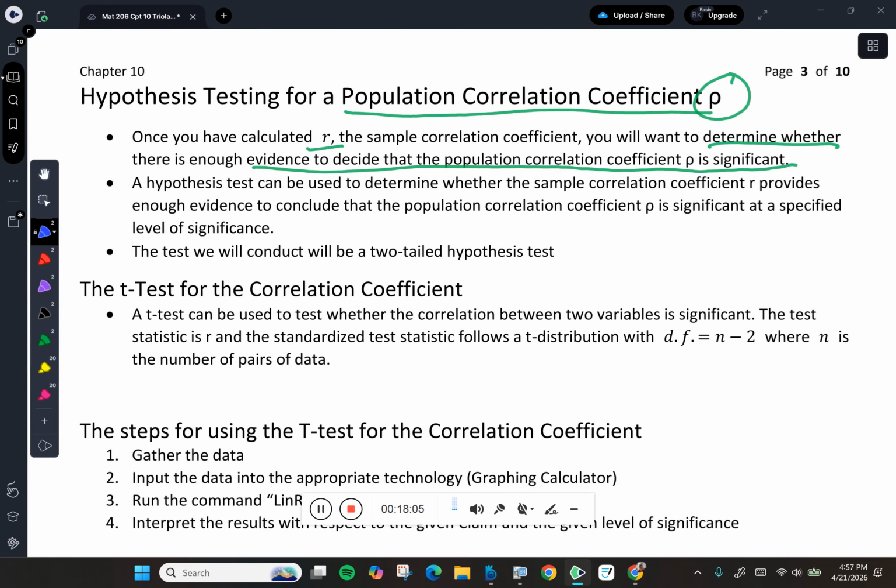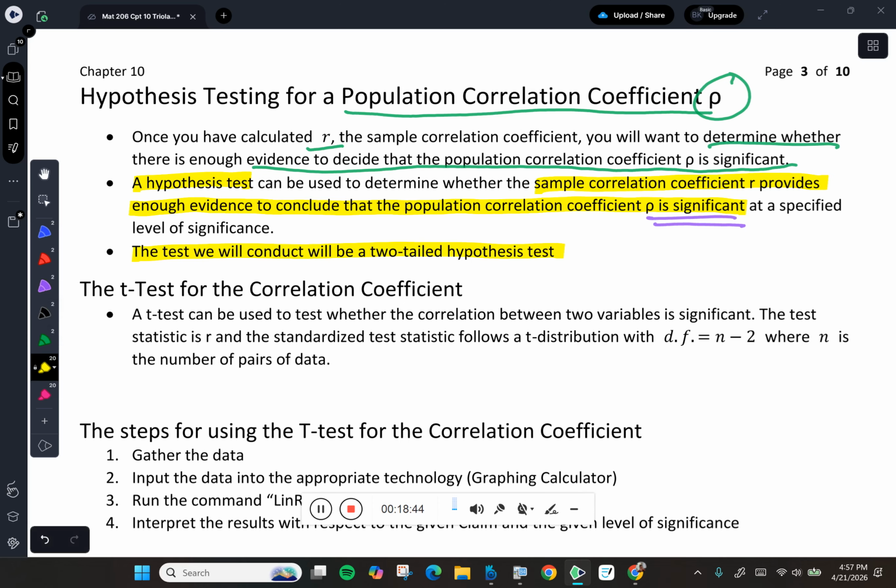The hypothesis test that we're going to run will determine whether the sample correlation coefficient provides enough evidence to conclude that the population correlation coefficient is significant. This part, saying that the population correlation coefficient is significant, is the part that matters: if the data concludes that, then you find the equation of that line and you can use that line as a predictor. The test we will conduct will be a two-tailed hypothesis test.